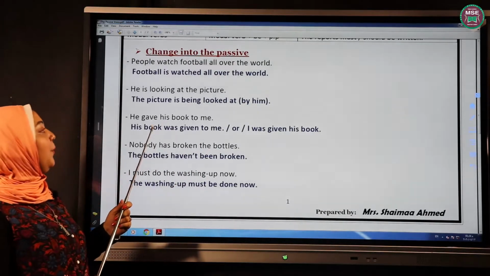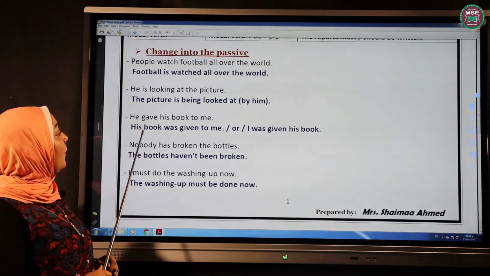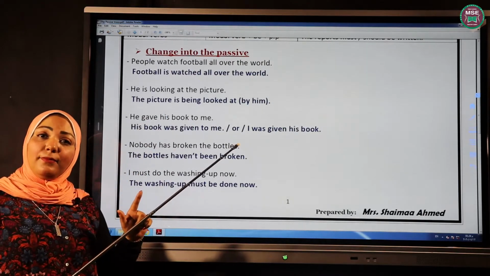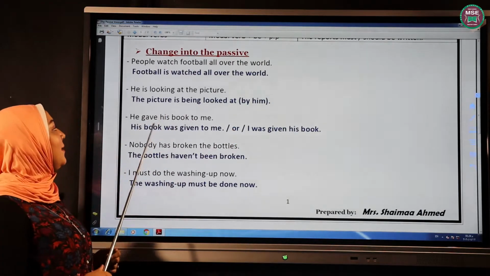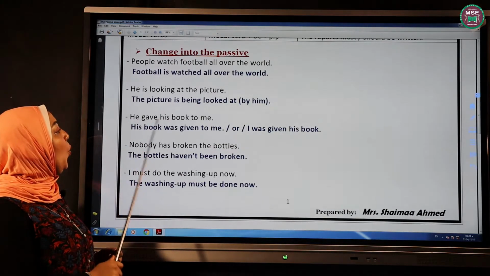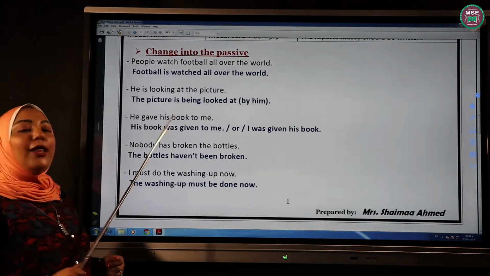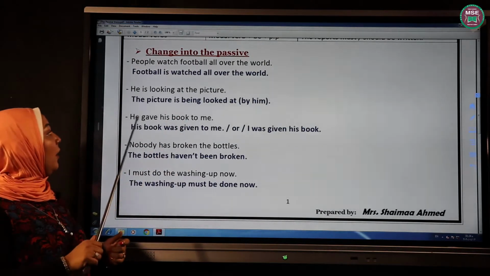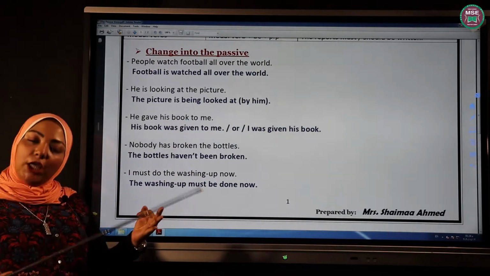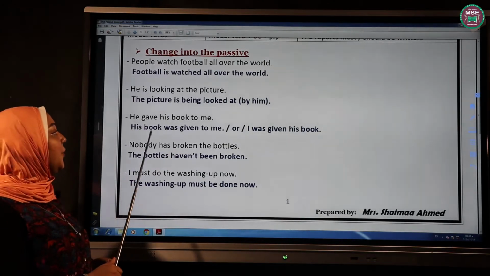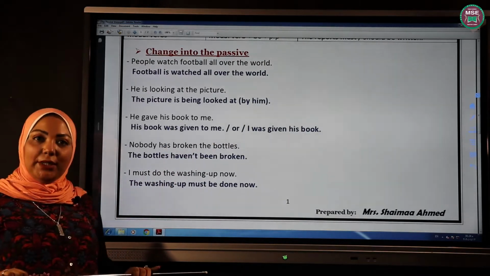Okay, object number 1, his book. Okay, then step number 2, verb to be, yes, in the tense. So his book was, because the verb gave is in the past. Then the past participle of give, gave, given. Very good. So his book was given to me.